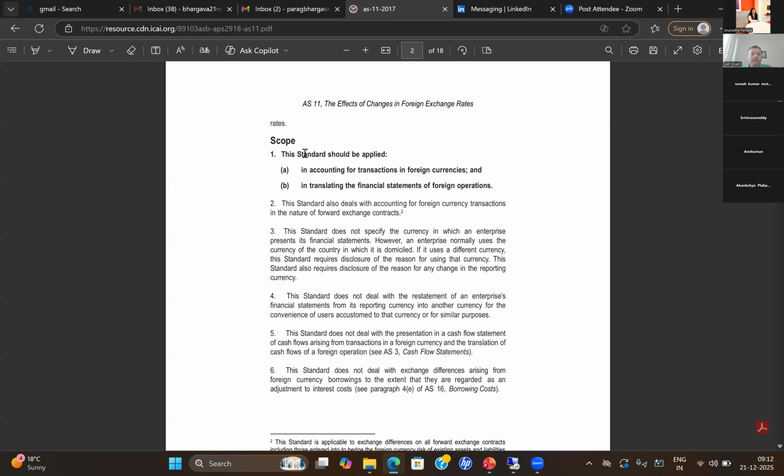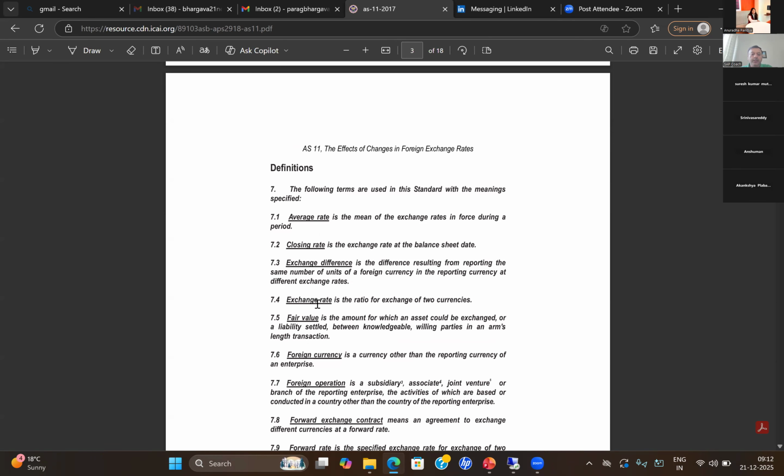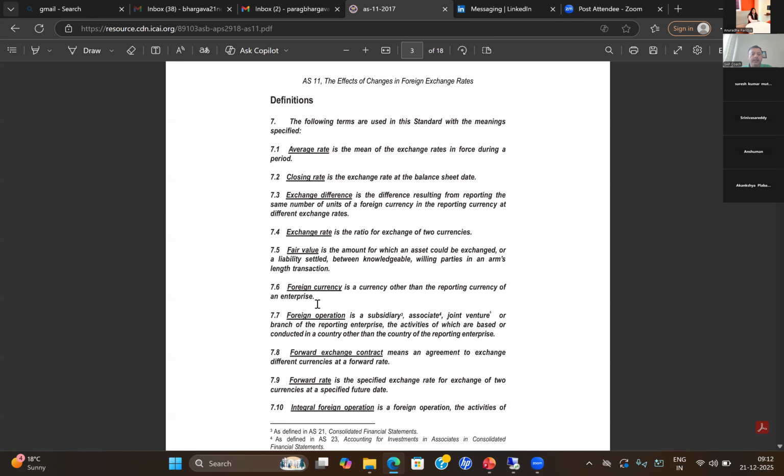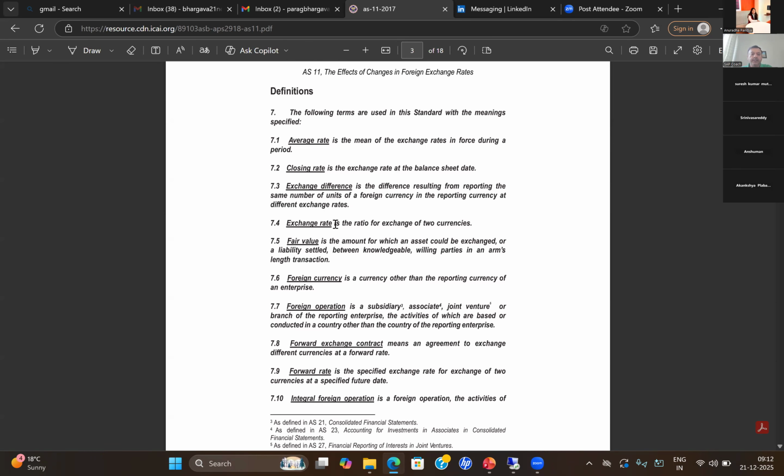So I was talking about this accounting standard, which you can get on the website of the Institute of Chartered Accountants of India. Here in this accounting standard, we can see that it applies for the accounting for transactions in foreign currencies and in translating the financial statements of foreign operations. So going ahead in this, it has some definitions.